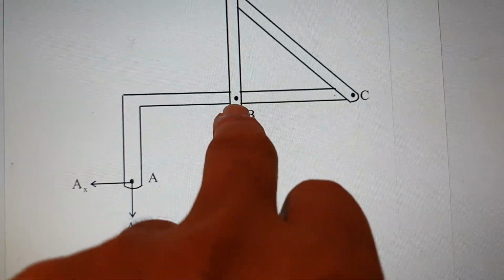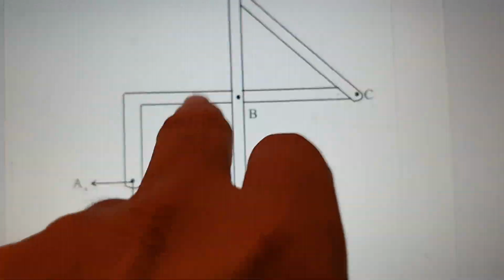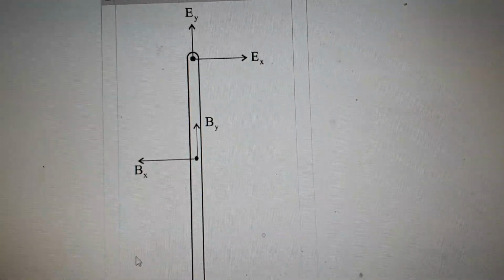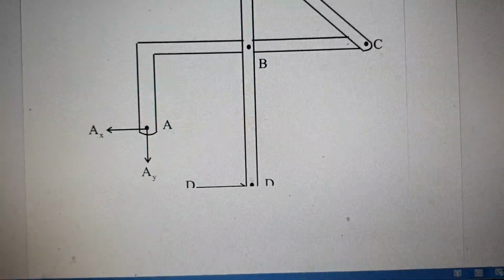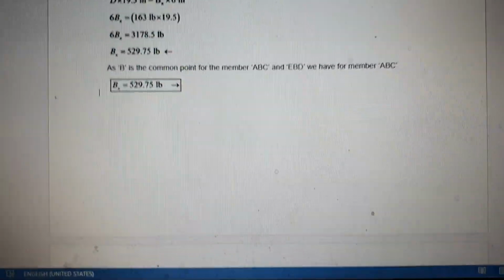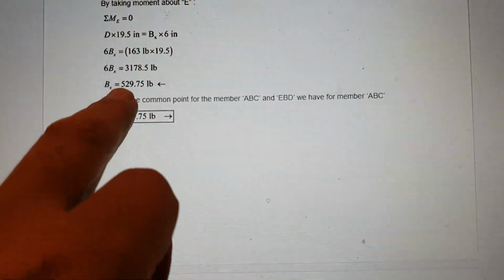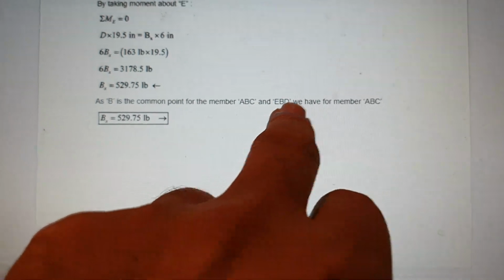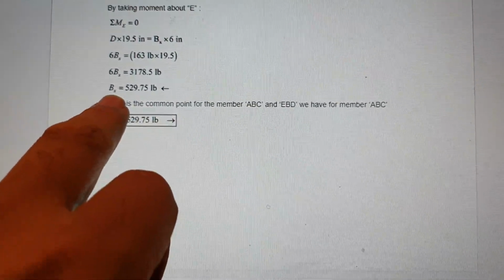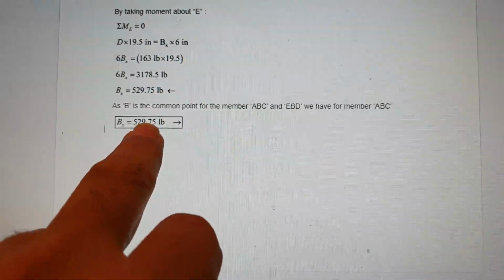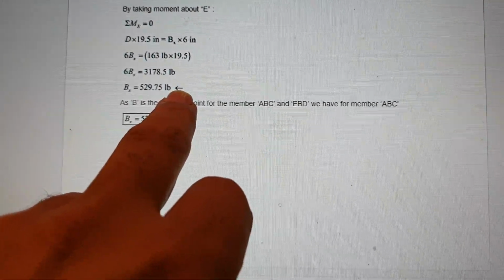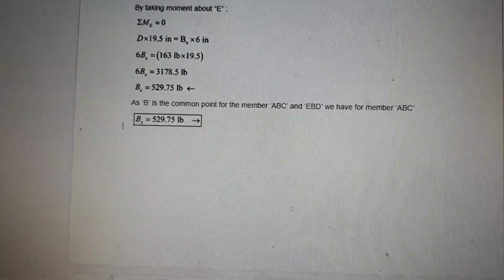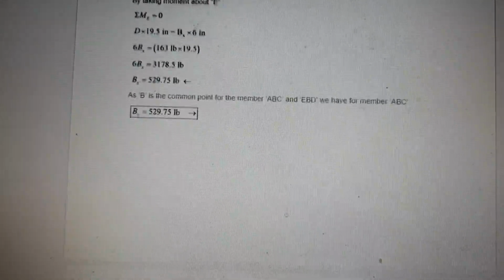So the force at B is opposite in direction in ABC. So the value we found for DBE, BX equal to 529.75. As B is a common point for members ABC and EBD, for member ABC, BX is equal to 529.75, the same magnitude, but in a different direction. Okay, so we found this value.